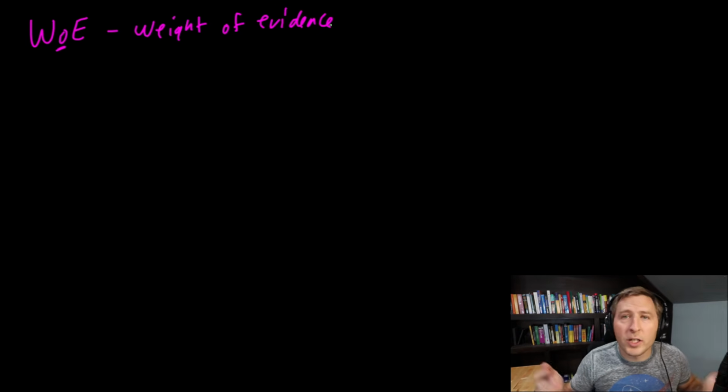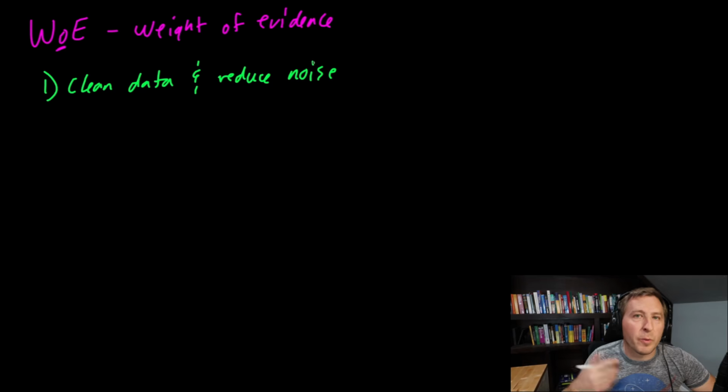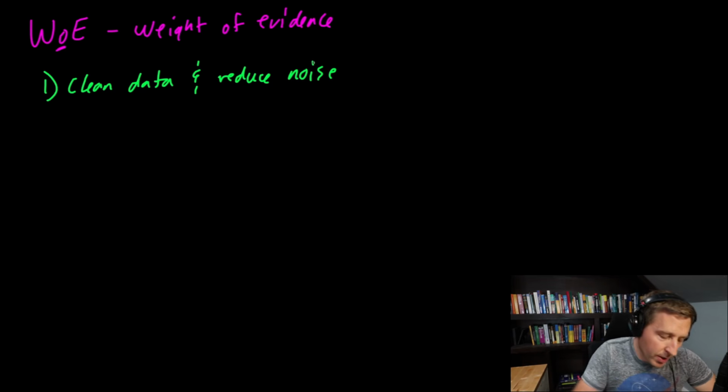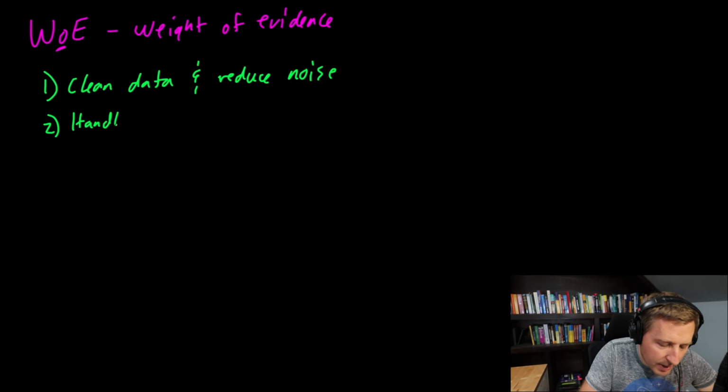So let's dive into our drawing board here. We're going to cover what is weight of evidence. I see it both with a lowercase o or an uppercase O. Weight of evidence is more or less just a transformation that we're going to use to clean up some of the noise around the data, which is going to be our first advantage of using this. The second one is going to be handling missing values.